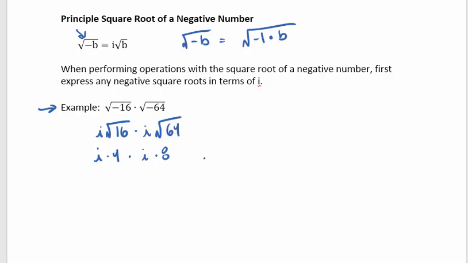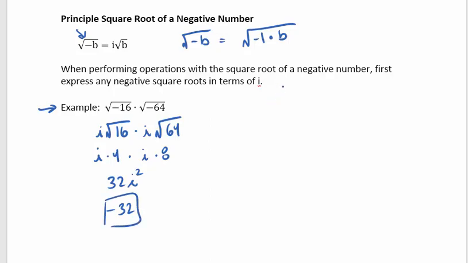So multiplying this stuff together, let's first multiply our real numbers together. The 4 and the 8 would give us 32. And then the i times i would give us i squared, and i squared is going to be -1. So -1 times 32 would give me an answer of -32. So this answer is correct. So this is the right way to do it.